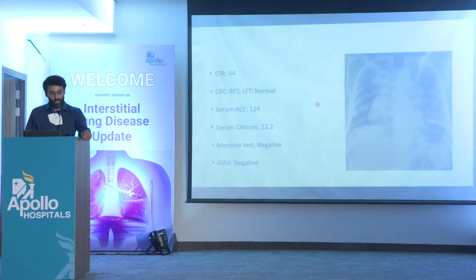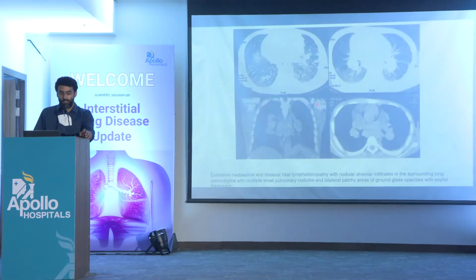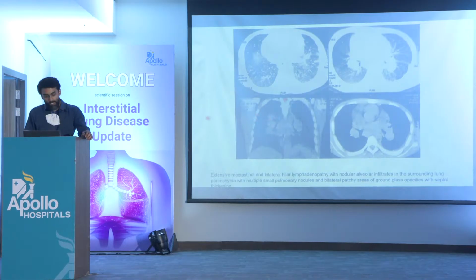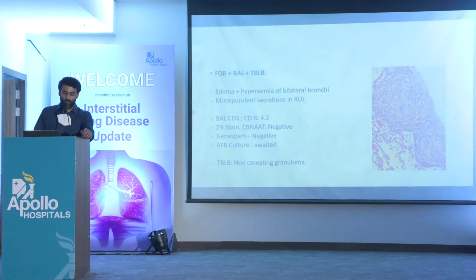So the lab showed a raised ESR, a raised ACE level, a raised calcium level. The Mantoux was negative, and IGRA was also negative. So these are the representative CT cuts. If you can see, the lung window shows a little bit of ground glass opacity and a little bit of mosaic appearance, so some form of ILD maybe, and the CT scan here shows enlarged lymph nodes. So subsequently this patient was subjected to a bronchoscopy with lavage and TBLB.